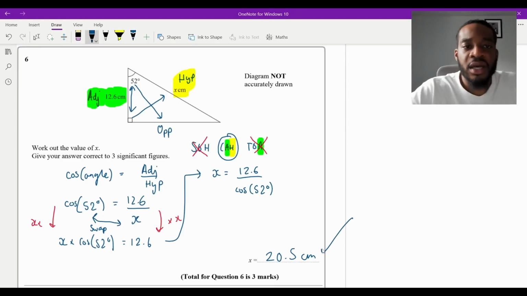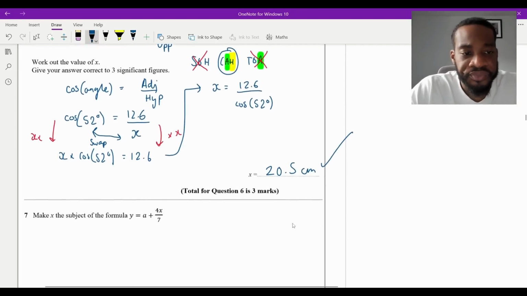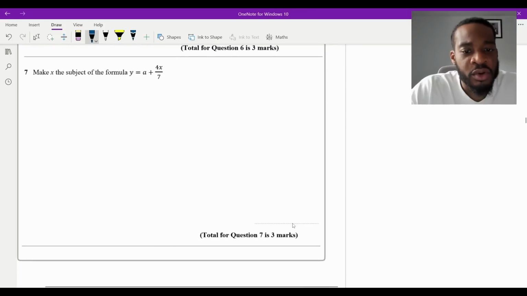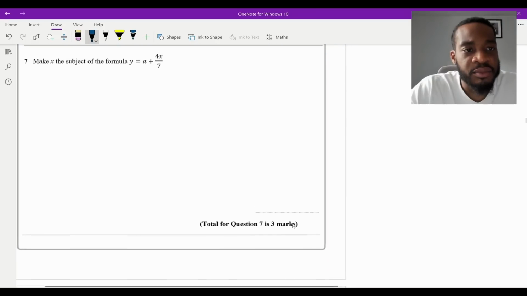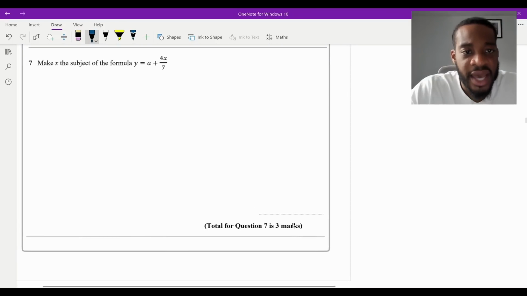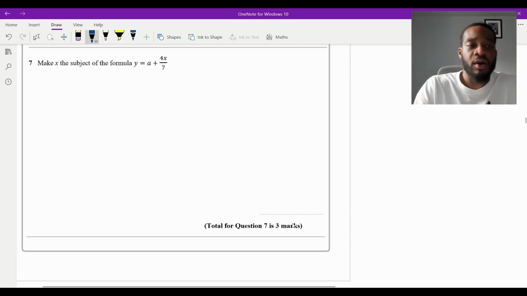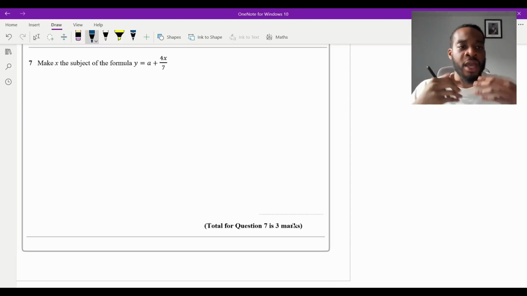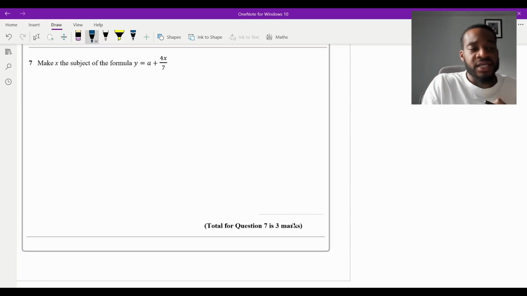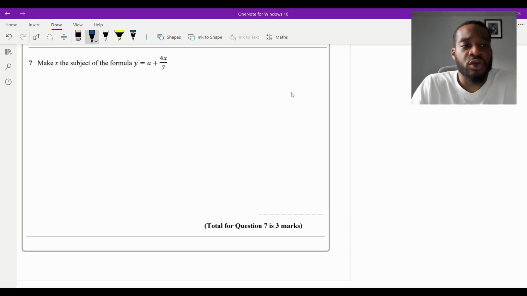And that's question 6. Let's go to question 7, which is just underneath. Question 7 says, make x the subject of the formula y is equal to a plus 4x over 7, for 3 marks. Now, this question is just about algebra. Whenever they say make something the subject, they want you to use algebra to get it by itself. So your final answer should be x is equal to blah, blah, blah. So how do we do that?